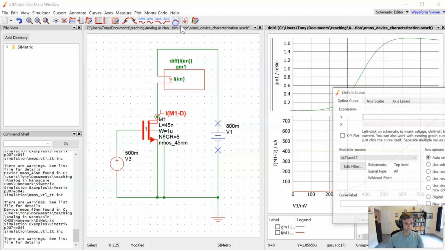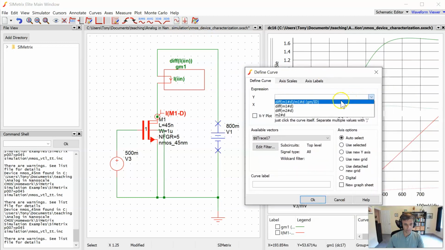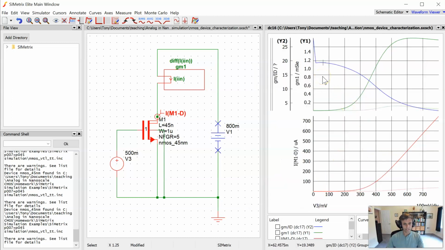Something else interesting to look at here would be to add a plot of GM over ID. So let's go ahead and do that. If we add that to the axis over here, here's what we see. That's the blue plot shown on the top axis. And we see as the transistor enters subthreshold, it's approaching a maximum of about 20 over here.